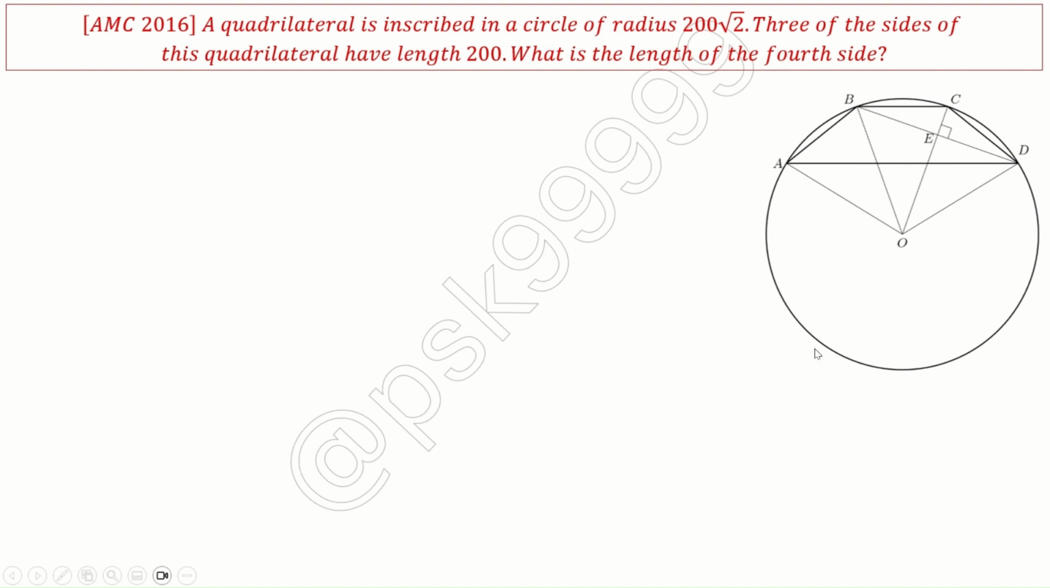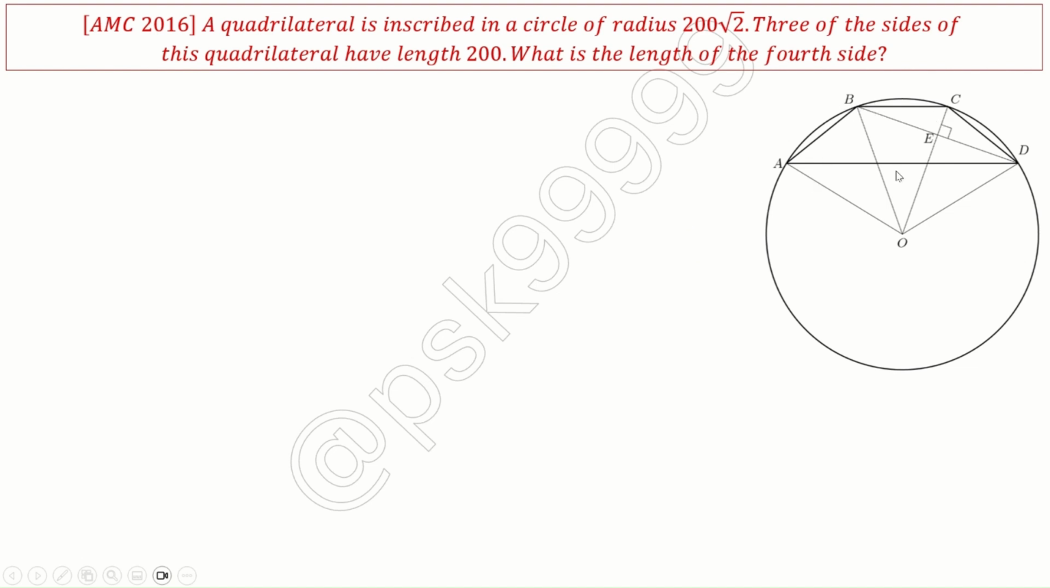It is a very big circle. Inside you have three chords of equal size, like AB, BC, CD, and AD. If you connect them, it forms a quadrilateral. This is a cyclic quadrilateral, right? Now, what are the properties which are important?